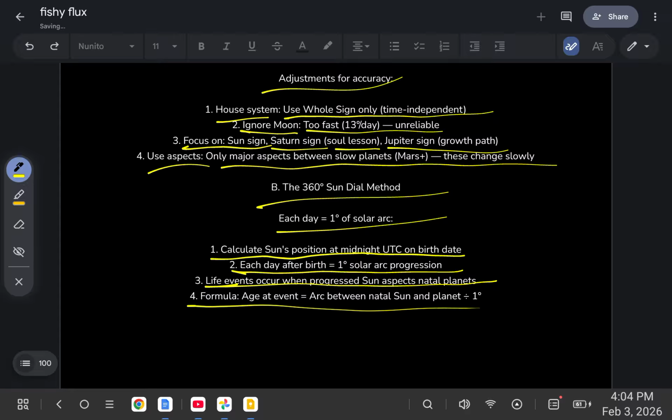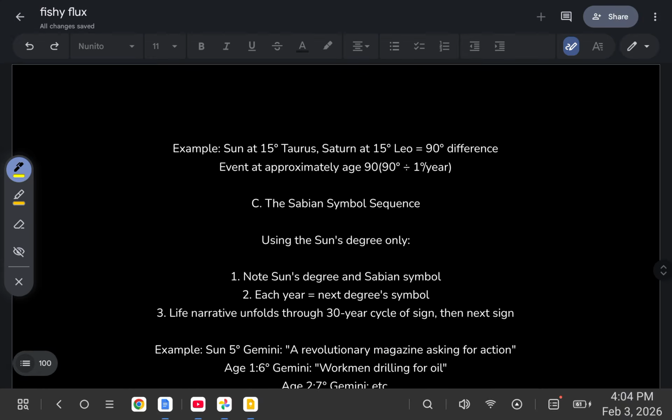The formula is: the age at the event of any sort equals the arc between natal Sun and planet, divided by 1 degree. For example, Sun is at 15 degrees Taurus, Saturn's at 15 degrees Leo. That equals a 90-degree difference. So the event at approximately age 90 is 90 degrees divided by 1 degree per year.